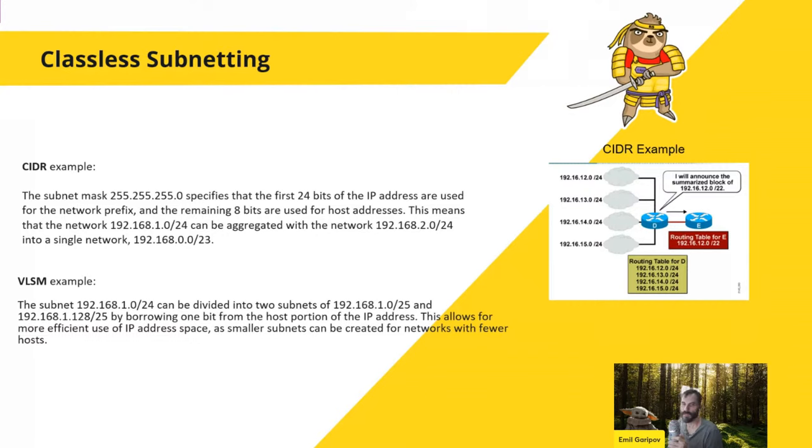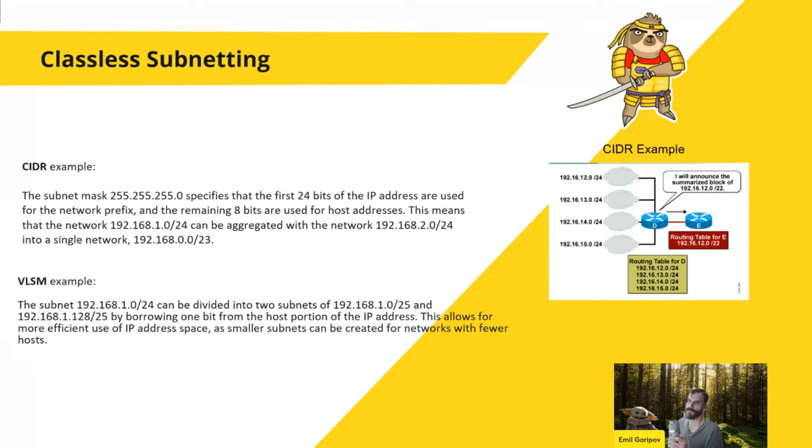And what is the difference between these classless subnetting techniques? The first one, CIDR, allows you to aggregate multiple IP networks into a single network. This is done by using a subnet mask that specifies the number of bits used for the network prefix. For example, subnet mask 255.255.255.0 specifies that the first 24 bits of the IP address are used for the network prefix, and the remaining 8 bits are used for host addresses.